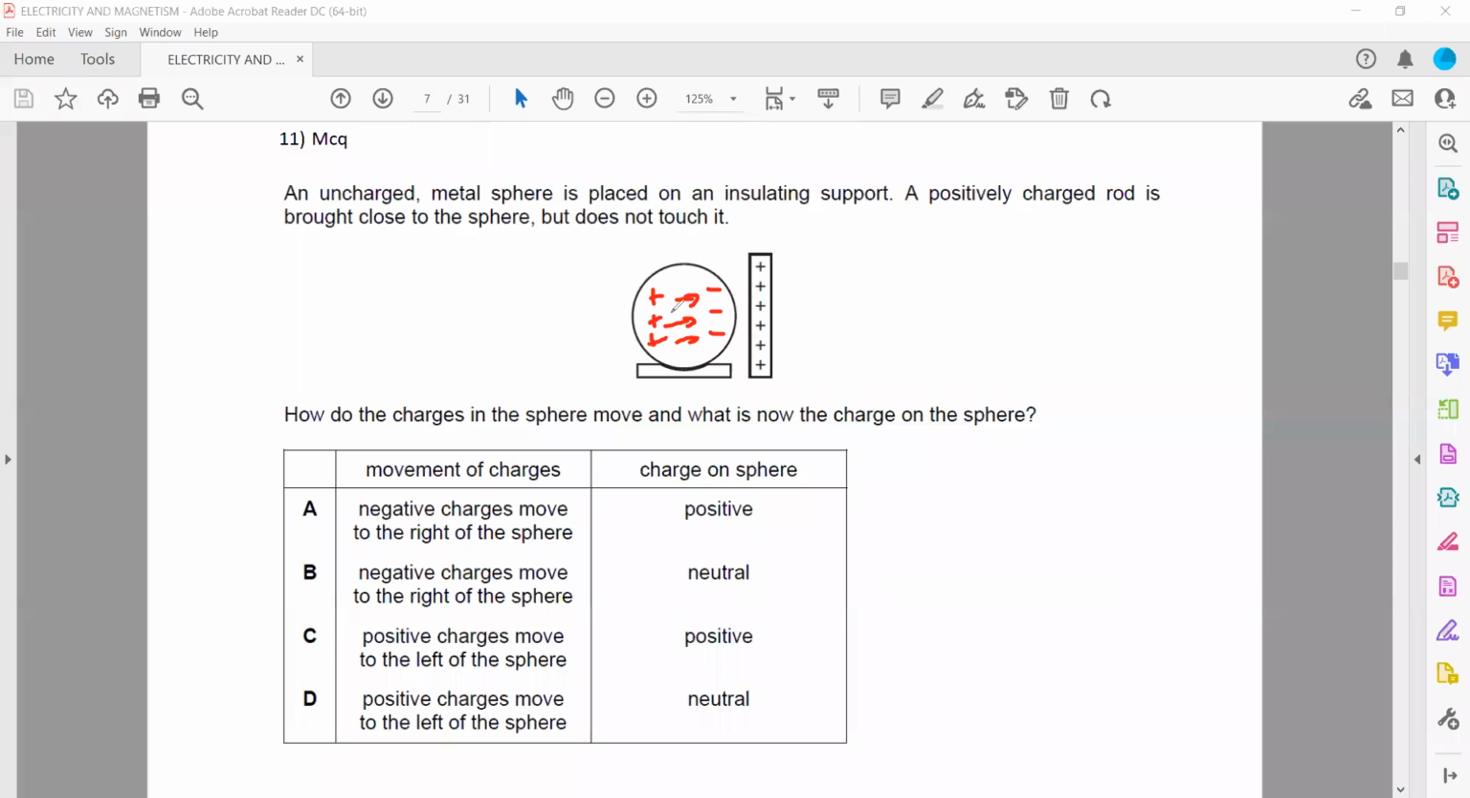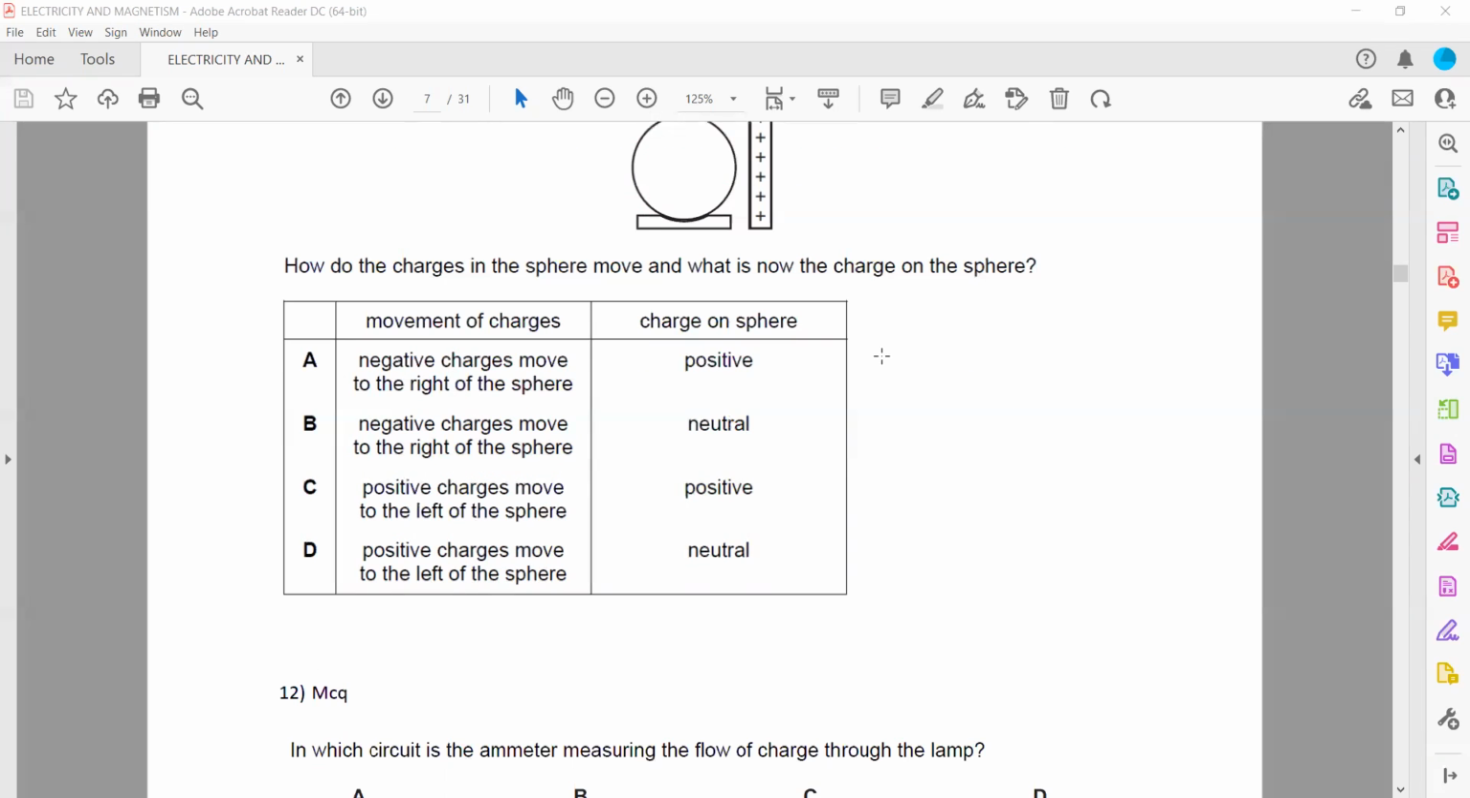So the negative charges move towards the right hand side, but overall the sphere only creates a distribution of the charge. The left hand side is positive and the right hand side is negative, but overall, like if 3 positive, 3 negative, the net charge is 0. So the negative charges move towards the right hand side, but the sphere overall will remain neutral unless we connect an earthing wire and remove the charge by using the earthing wire, or enter the charge by using the earthing wire.